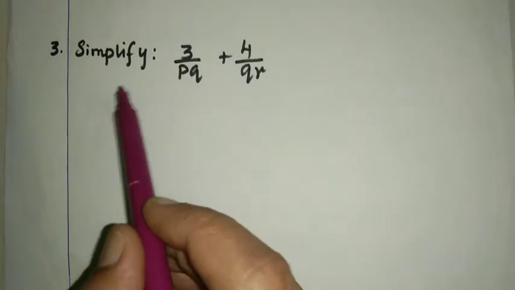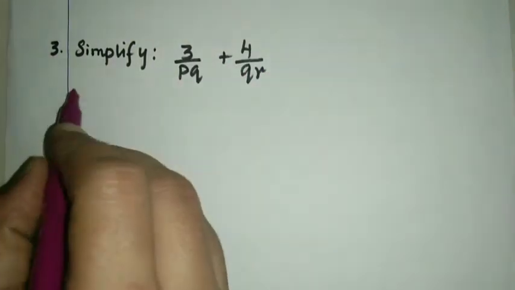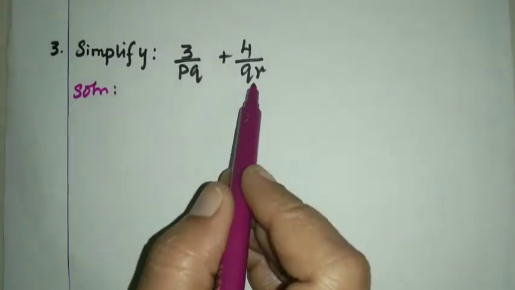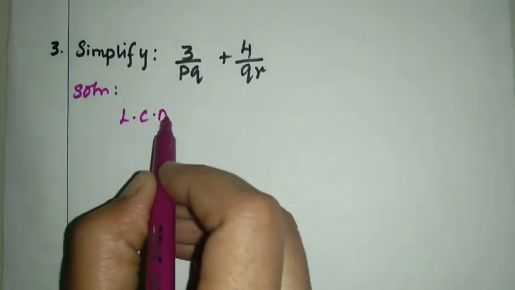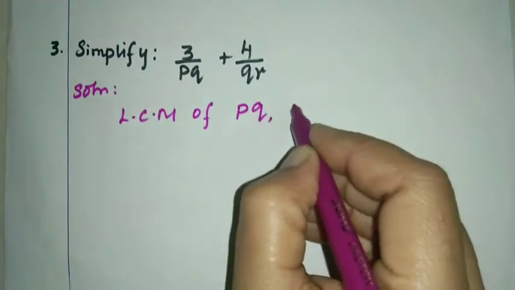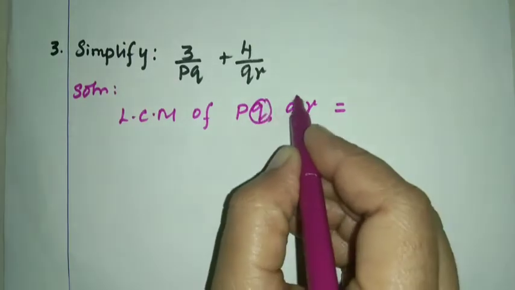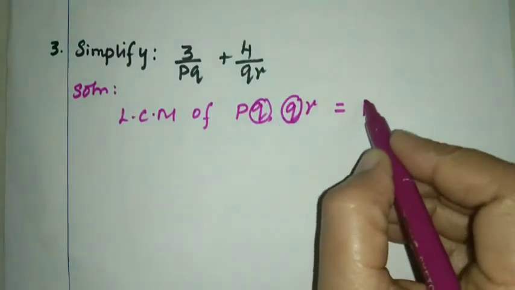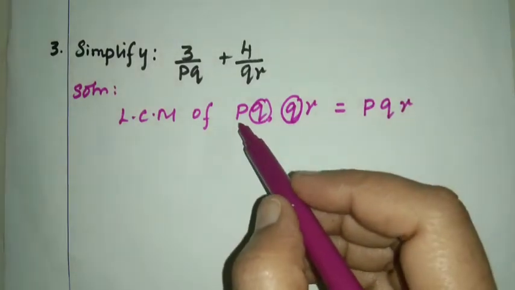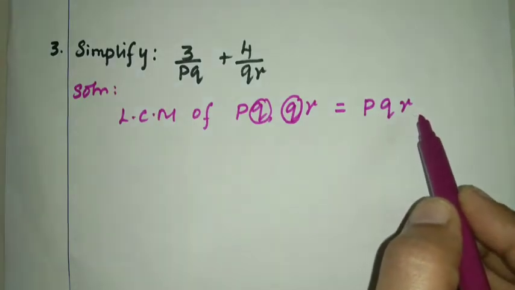Next question is simplify 3 by pq plus 4 by qr. Here the two fractions are given, and the denominators are not equal, so I have to take the LCM. The first denominator is pq and the second denominator is qr. Here q is common, so you multiply p and q, which is common, and r. So the LCM of pq and qr is pqr.